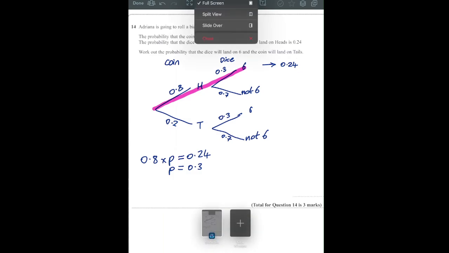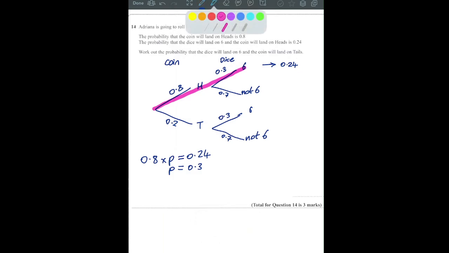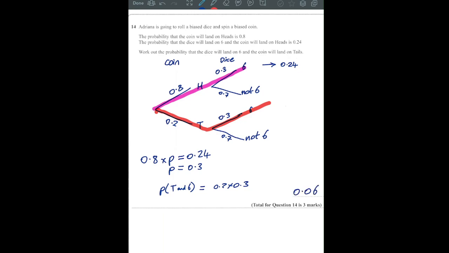And now we can answer the question. The question's asking for the probability that the dice will land on 6 and it will be a tails. So I actually want the tails and 6 branch. But if we're going through a tree diagram, we multiply. So the probability of tails and 6 is the 0.2 times the 0.3. The calculator tells me that is 0.06. That's my final answer.